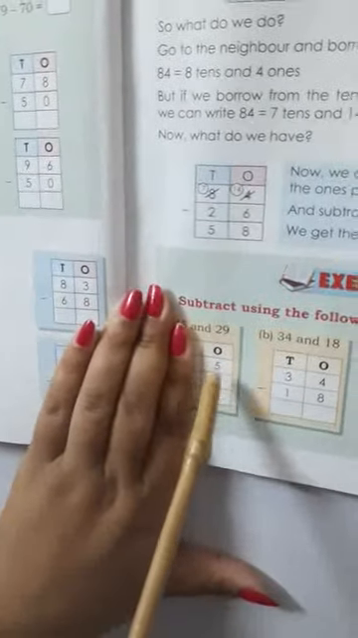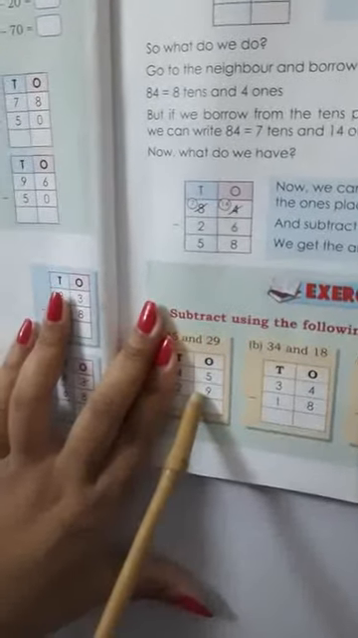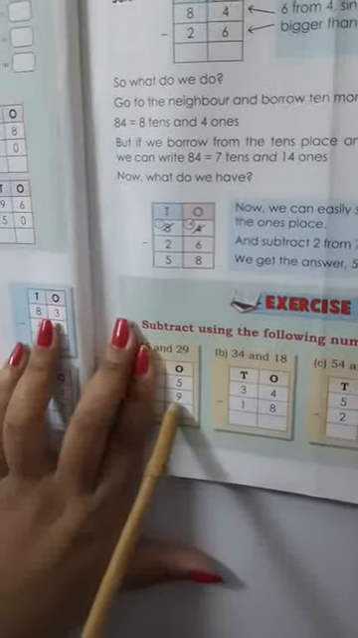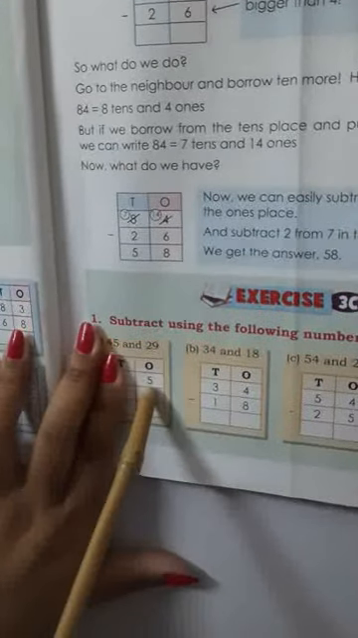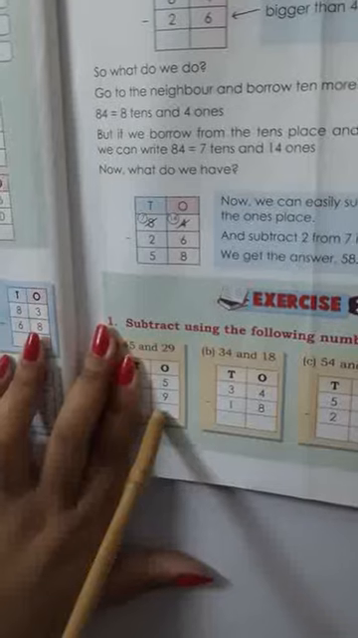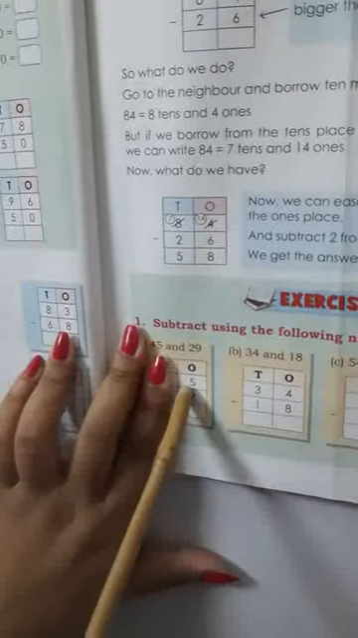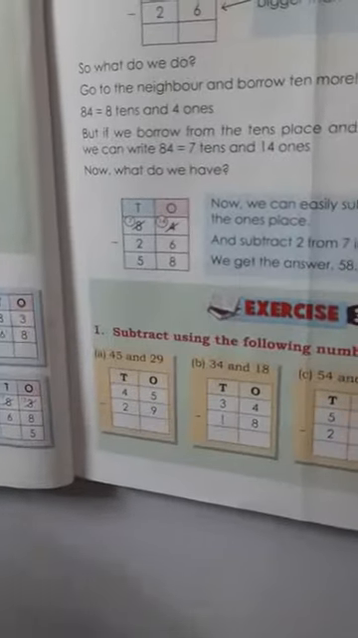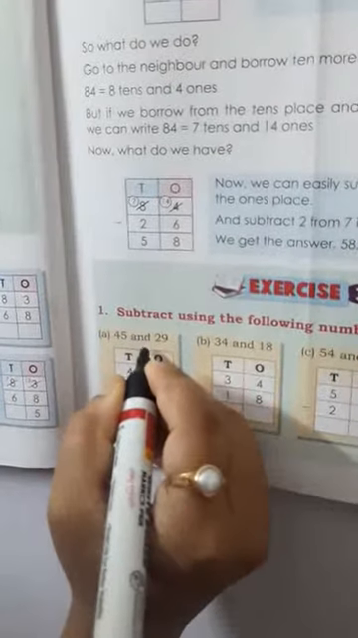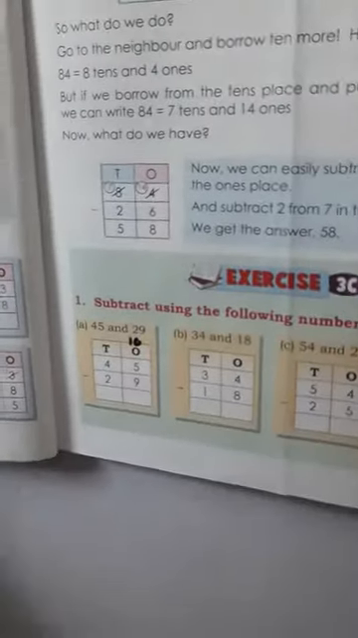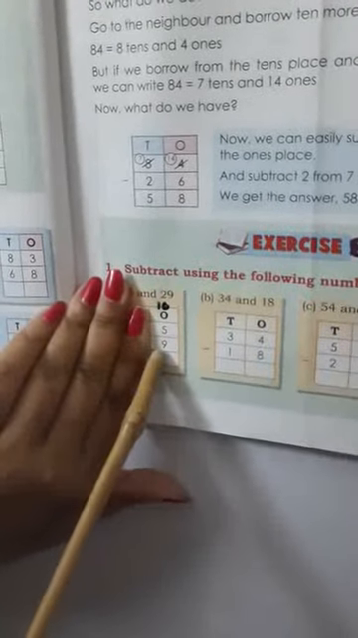First we have to subtract the ones place, that is 5 and 9. I know, my dear students, you have the question: how do we subtract 9 from 5? So I tell you, when we get a number like this, we have to borrow 10 more in the ones place. That means 10 plus 5, that is 15. And we borrow from the tens place. So now we have to subtract 15 minus 9.